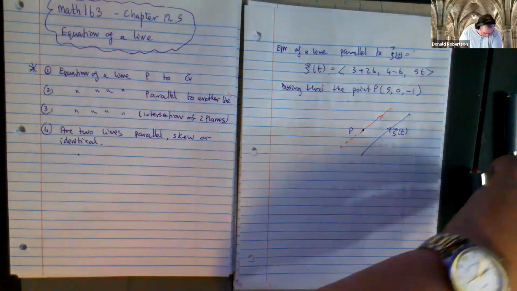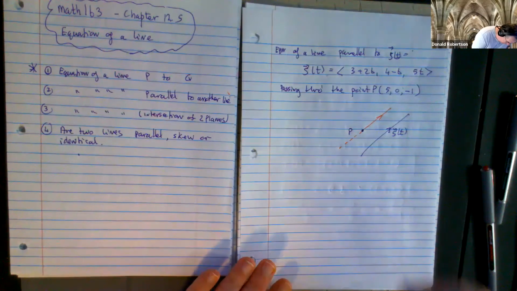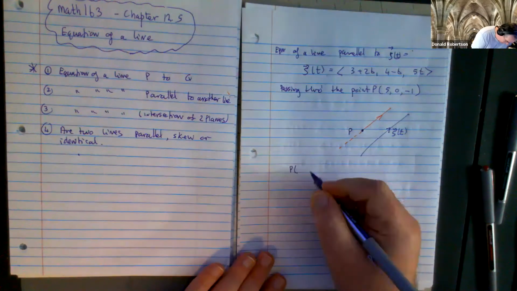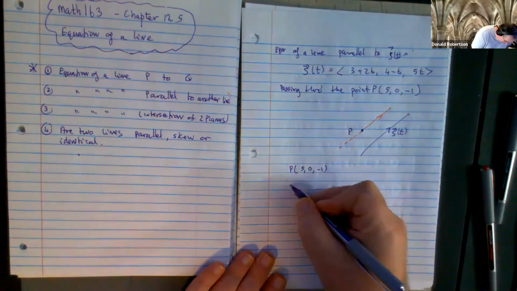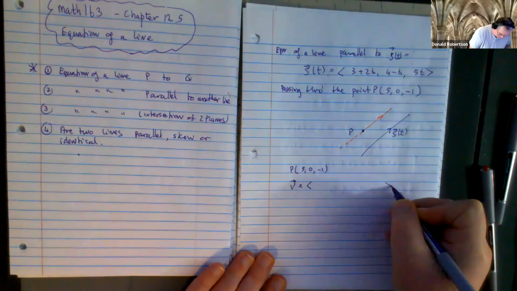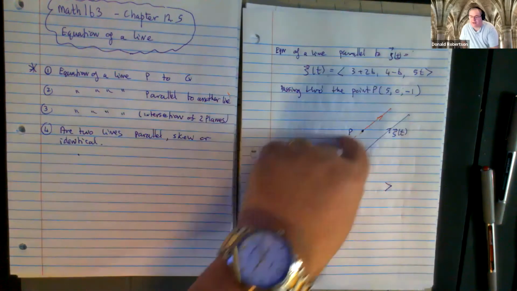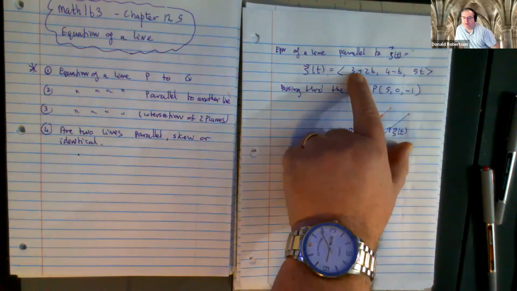There is enough information to get the equation of the line because there's only two things you need. I need a point on the line. Well, that was given to me for free. And I need a direction vector. I need to know the direction vector for my red line. All I'm told is that it's parallel to this vector.